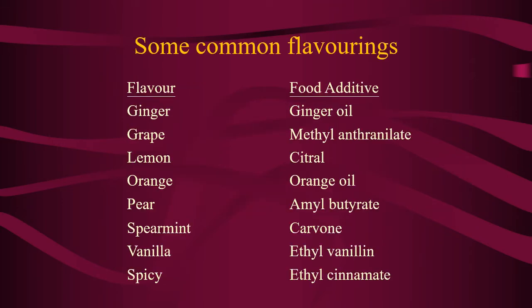These are some common natural flavorings and their food additives. For example, from ginger, you can get ginger oil. From grape, you can get the ester methyl anthranilate, and from lemon, we can get citral. You can get orange oil from orange, amyl butyrate from pear, carvone from spearmint, and vanillin is from vanilla, and also you can get spicy flavor from ethyl cinnamate.